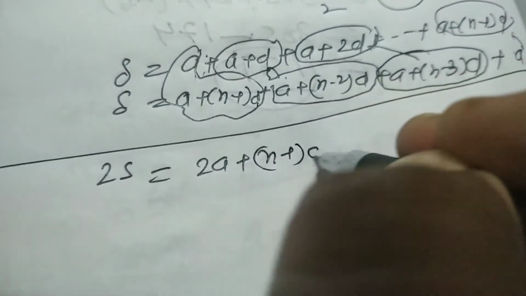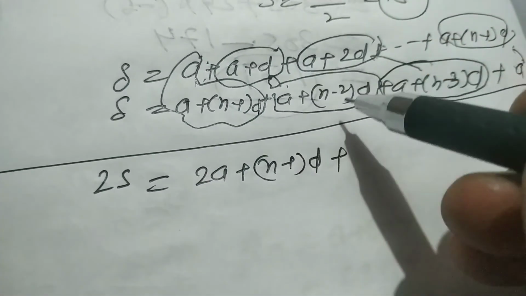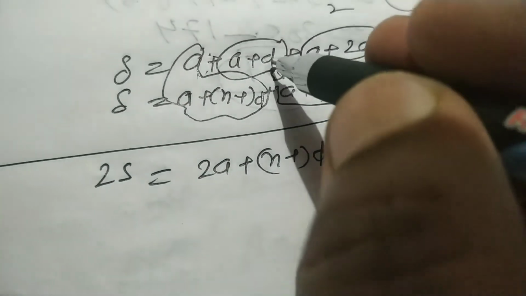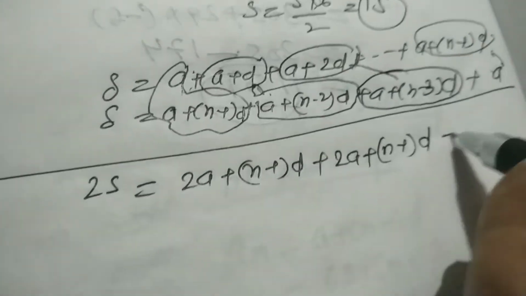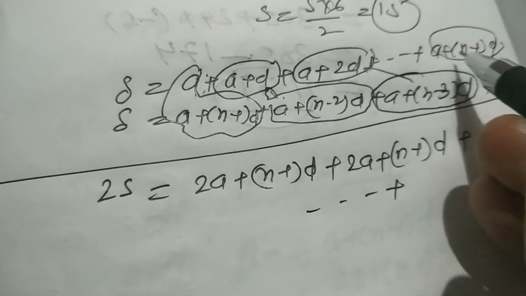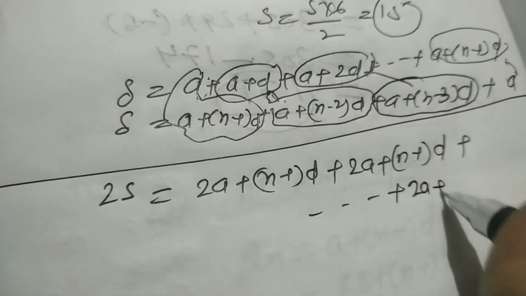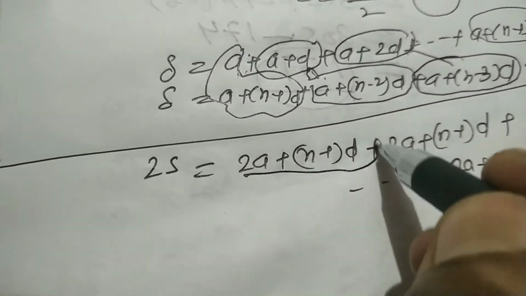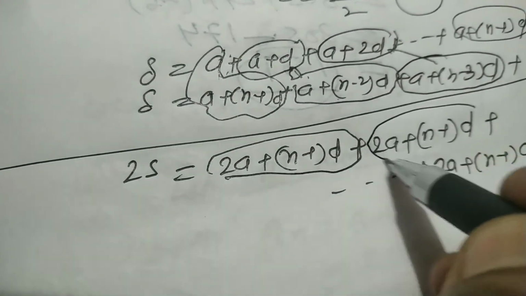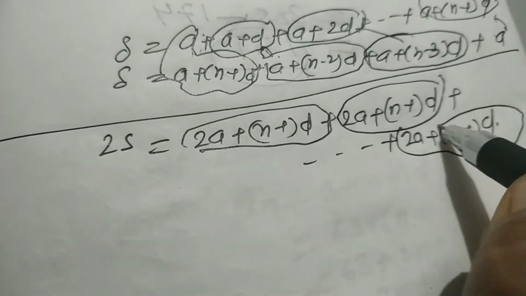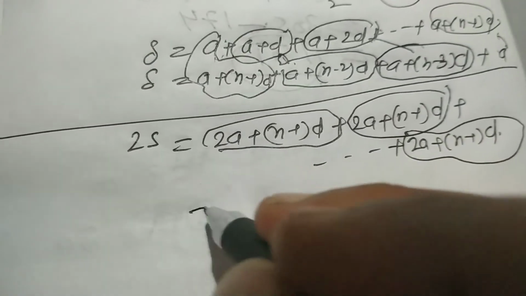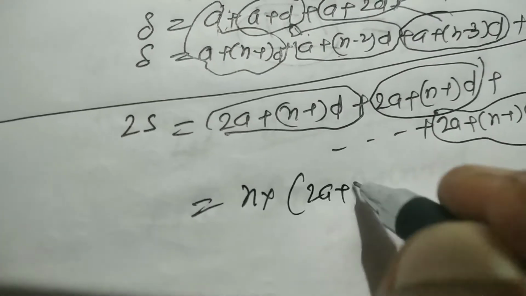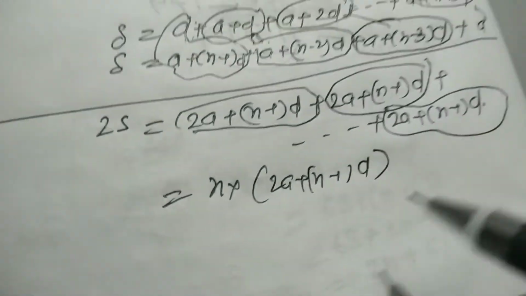The next pair is a plus d and a plus (n minus 2) into d, so a plus a is 2a plus (n minus 2 plus 1), that is (n minus 1) into d. Every pair is 2a plus (n minus 1) into d. So there are n such terms: this is the first, second, third, and so on up to the nth term. So we multiply by n: n into 2a plus (n minus 1) into d.